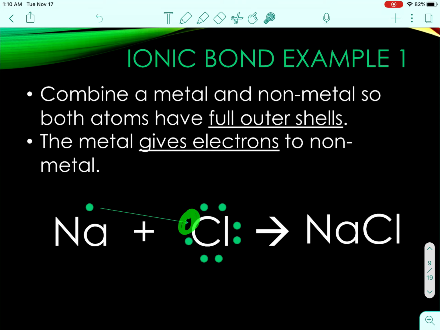And notice that chlorine has one empty space next to this electron. It's got an empty space here. And so this electron from sodium is going to fill the empty space on chlorine. All right. And so this will become positive, this will become negative, and they will form NaCl. You just put the two symbols together, NaCl.